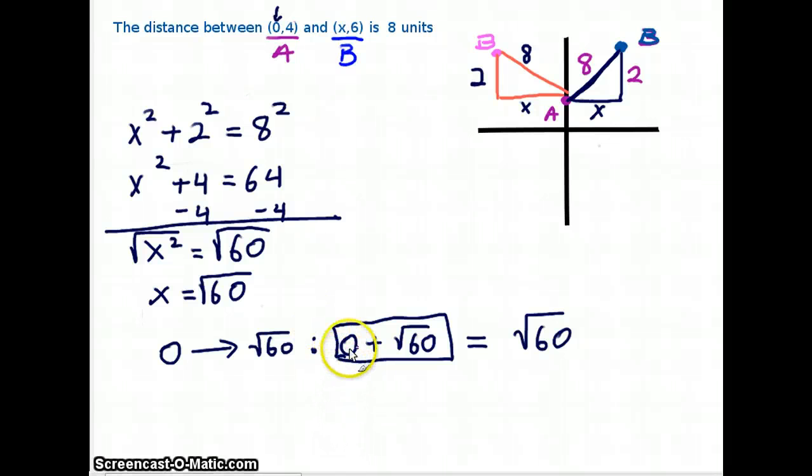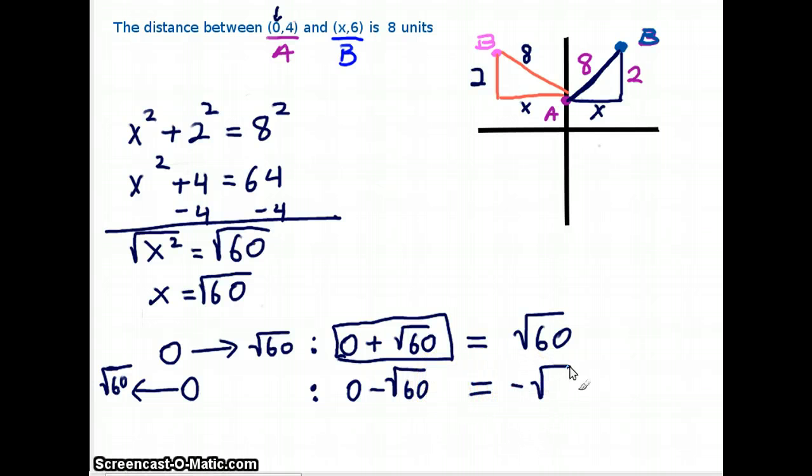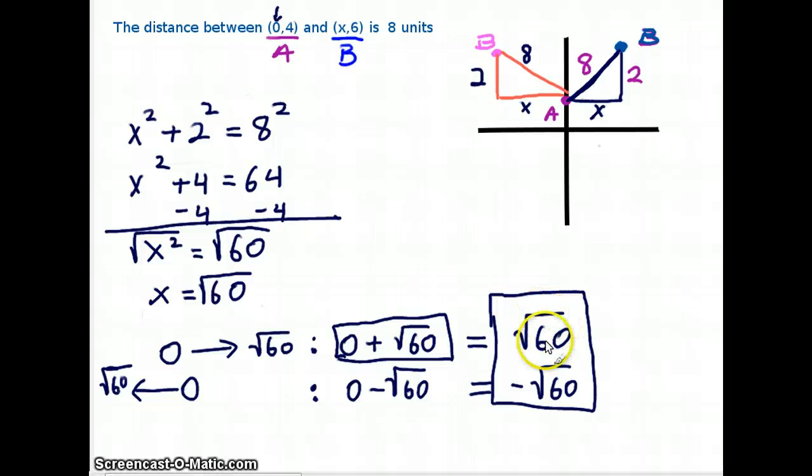Well, on a number line, going to the right means to add, so if I look at this and say 0 going to the left, square root 60, that means I'm starting at 0 and I'm going to move in the negative direction. So that's going to be 0 minus square root 60. So the other possible value that I get for this is actually negative square root 60. So these two values together, one being positive and one being negative, give me my overall answers for what could possibly be the value for this x coordinate that's up here in the problem.